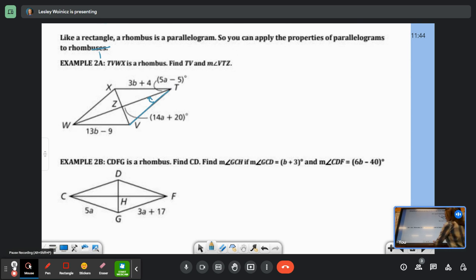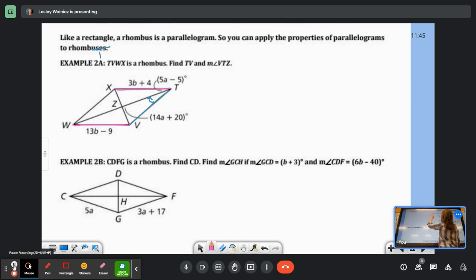We're going to start with the B's. Okay, so a rhombus is a parallelogram. What do we know about the opposite sides of parallelograms? Check your tree. They're parallel, but they're also congruent. So I know that that side has to equal that side.